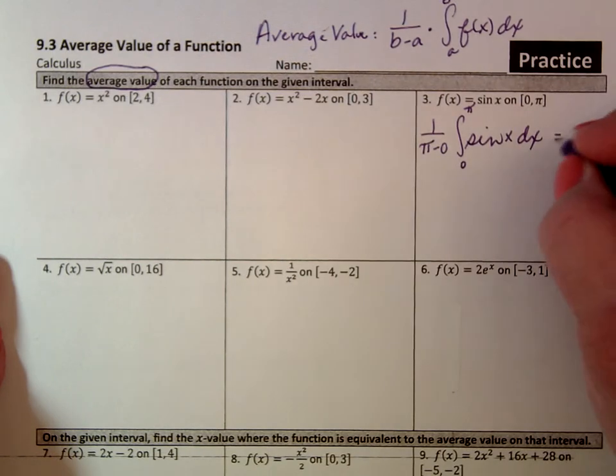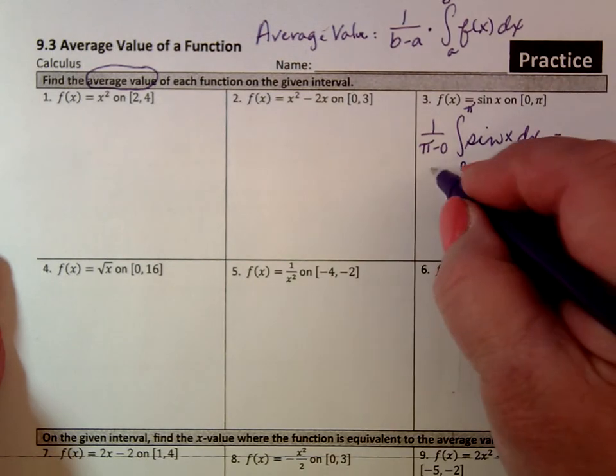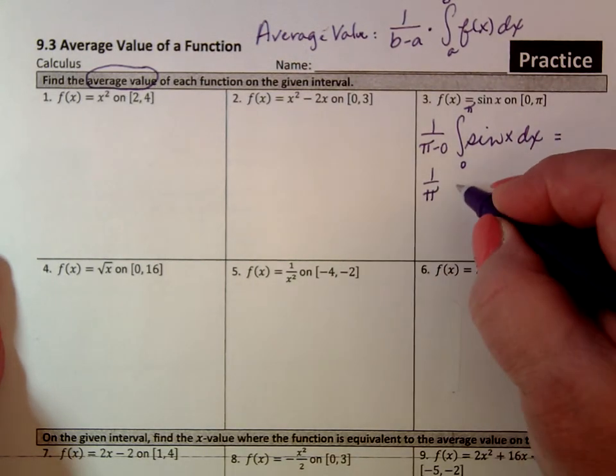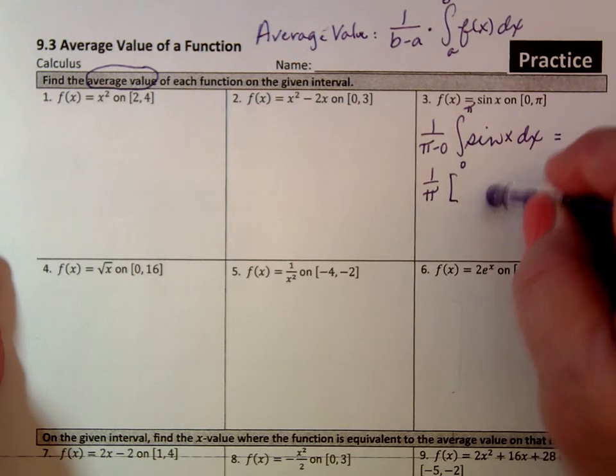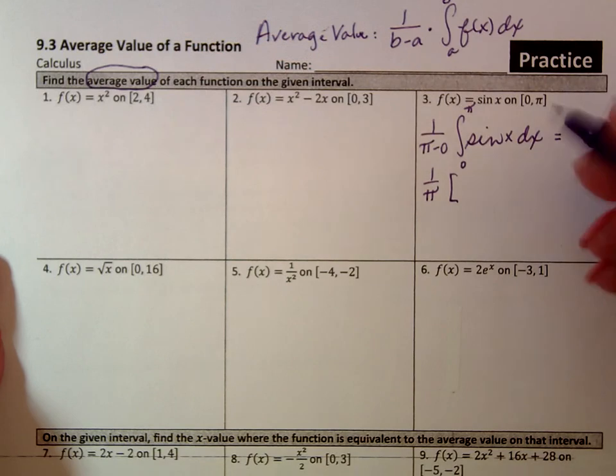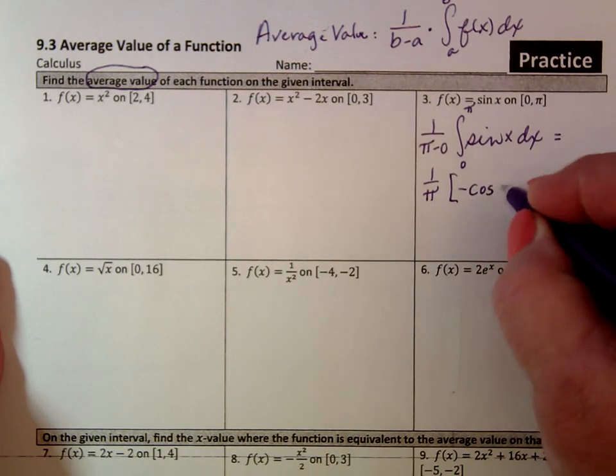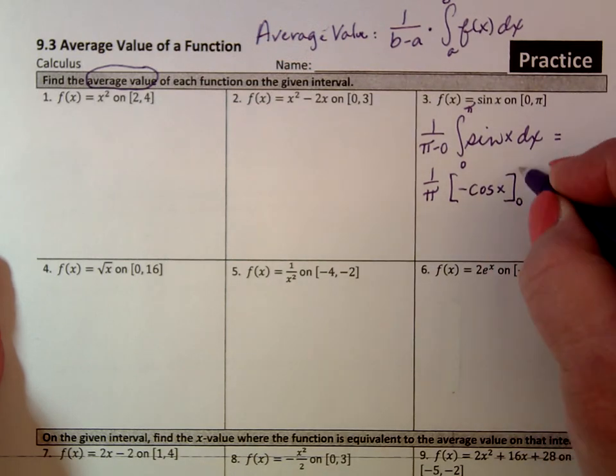And so you do the subtraction, you get 1 over pi. You take the integral, which is the antiderivative. So if you're doing an antiderivative of sine, it's negative cosine. And you're going to evaluate that from 0 to pi.